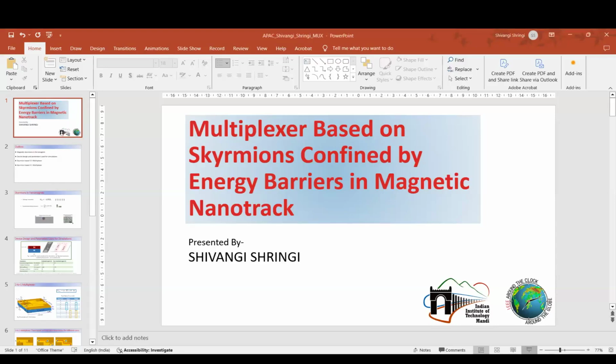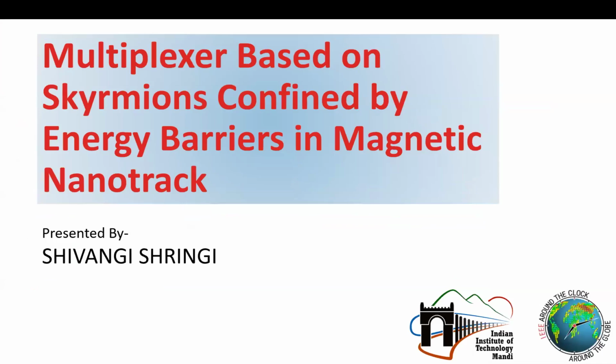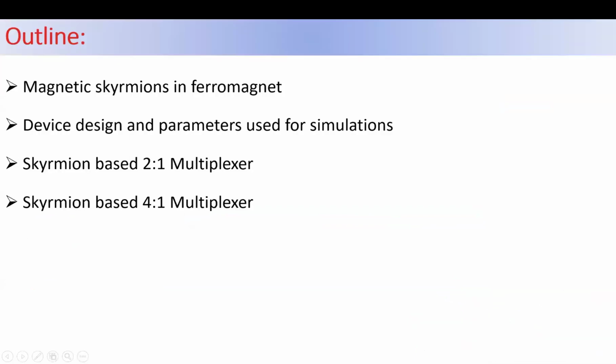So my talk is on multiplexer based on skyrmions confined by energy barriers in magnetic nanotrack. So the outline of this brief talk is like this.